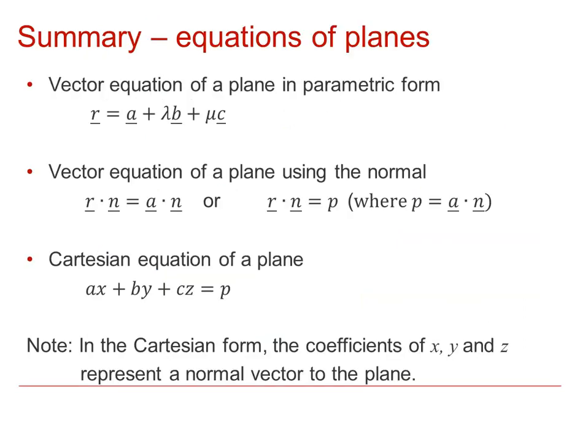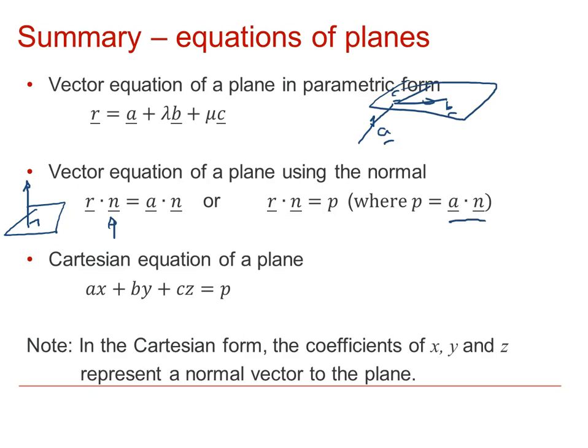Well, in summary then, we have these ways of showing the equation of a plane. Firstly, the idea that we have R is A plus lambda B plus mu C, where we've got a point on the plane given by A and then two vectors B and C in the plane. Secondly, we could use the normal, so R dot n, where n is the normal to the plane, is equal to A dot n, or R dot n equals P, where obviously P then is equal to the dot product of A and n.